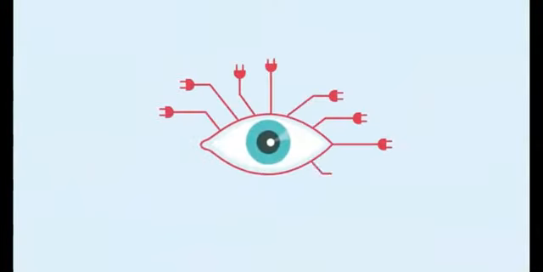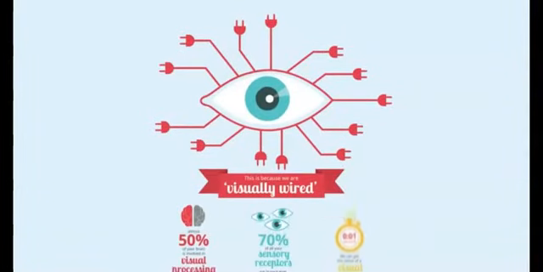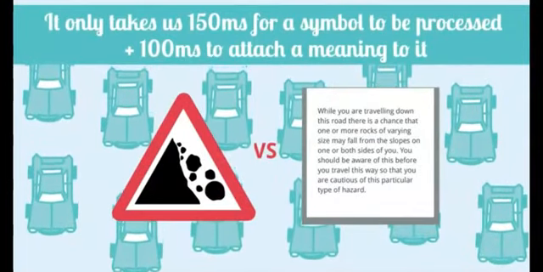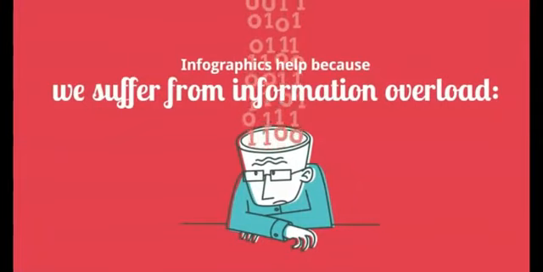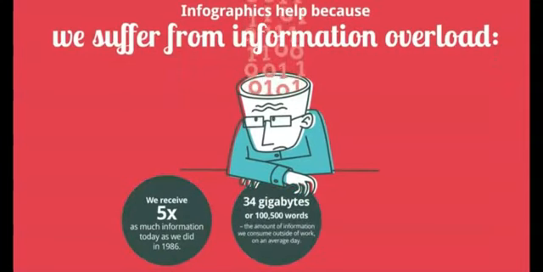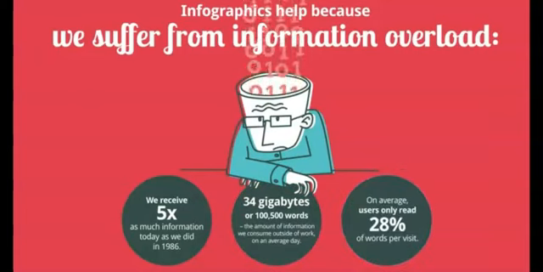Human brains are visually wired. Almost 50% of your brain is involved in visual processing. 70% of all your sensory receptors are in your eyes. And it takes us only 150 milliseconds to process a symbol, plus 100 milliseconds to attach meaning to it. Unfortunately, we have a huge problem with information overload. We receive 5 times as much information as we did in 1986, consuming 100,500 words outside of work every day. That's why, on average, users only read 28% of words per visit.